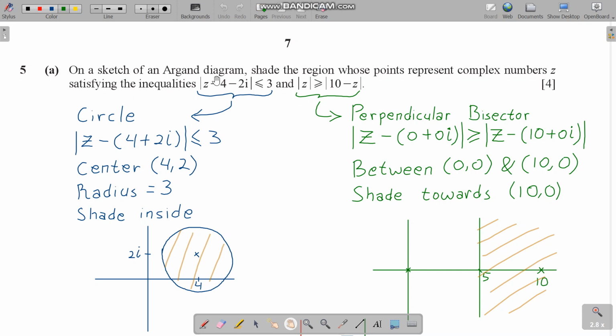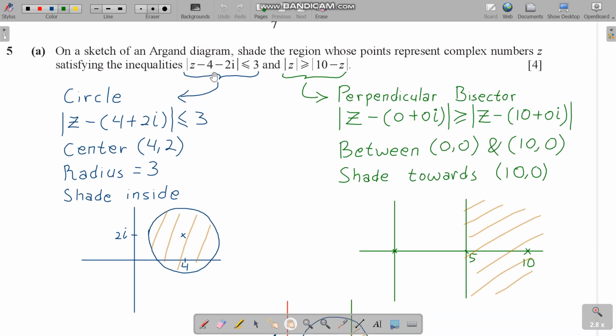First, on a sketch of an Argand diagram, shade the region whose points represent complex numbers z satisfying the inequalities: the modulus of z minus 4 minus 2i is less than 3, and the modulus of z is greater than the modulus of 10 minus z.